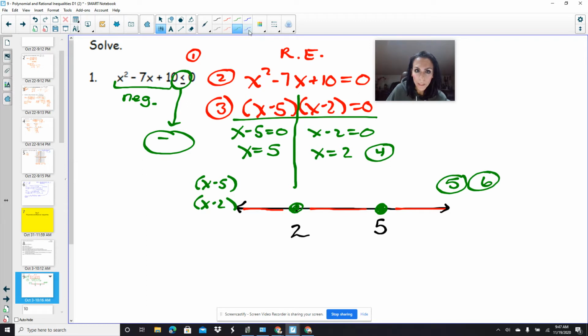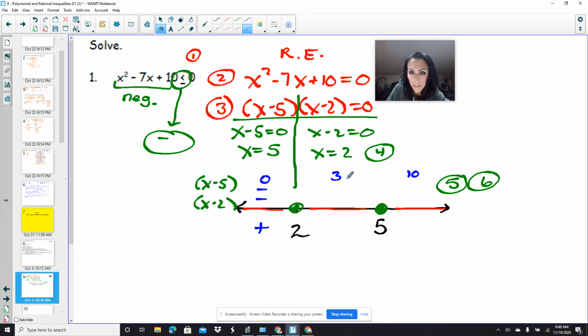We pick a number from each region, whatever you want. I'm going to pick 0 here, I'm going to pick 3 here, and I'm going to pick 10 here. Pick just numbers in that region. Plug those numbers that you pick into these factors. 0 minus 5 would give us a negative. 0 minus 2 would give us a negative. And remember, we're multiplying these. What's a negative times a negative? A positive. Remember, we're looking for negatives, not positives. So I know right now that this is not going to be a region that I shade. It's not part of my solution set.